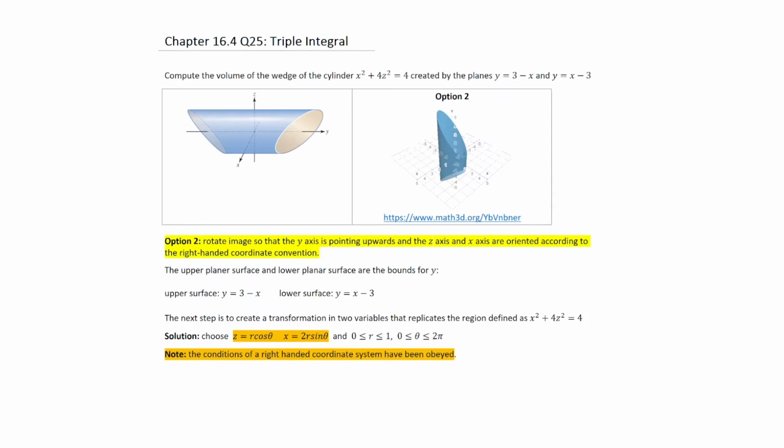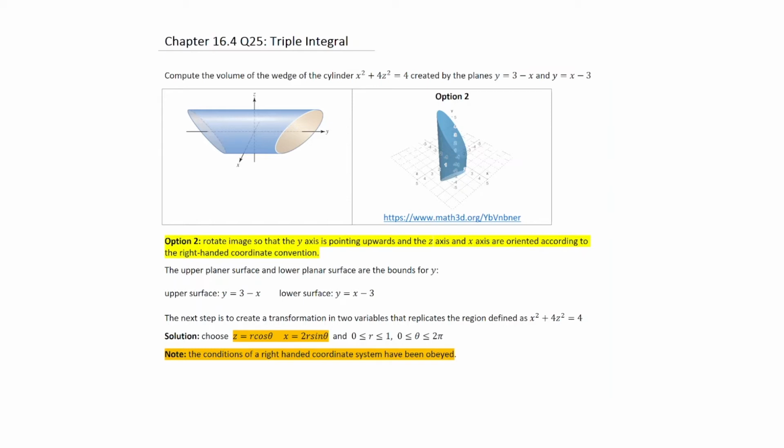Okay, so now we're going to revisit a problem that we looked at when we dealt with triple integration using Cartesian coordinates. I'm going to basically take the problem that we looked at before, but consider option 2 and see if we can formulate the problem in cylindrical coordinates rather than rectangular coordinates. So the objective is to compute the volume of the wedge of the cylinder x squared plus 4z squared equals 4 created by the planes y equals 3 minus x and y equals x minus 3.